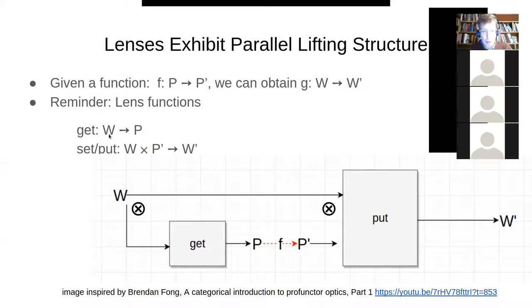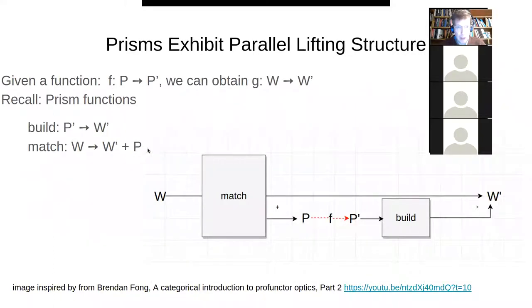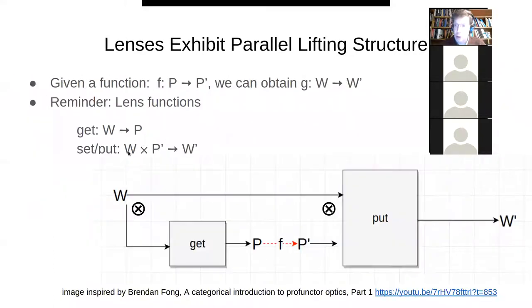And there was some tensoring involved, which for the case of lenses was this Cartesian product, and for the case of prisms was this plus, et cetera. But you were asking here about evaluation. I think it's about a few slides later. So okay.